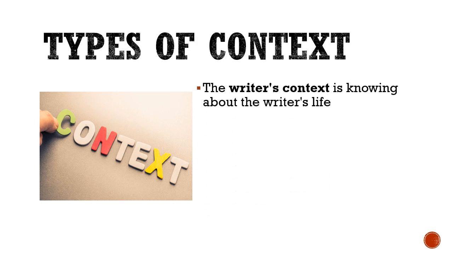The first one is the writer's context. The writer's context helps you in understanding the background of the author. It actually includes knowing about the writer's life, values, assumptions, gender, race, sexual orientation, and the political and economic issues that are all related to the author.